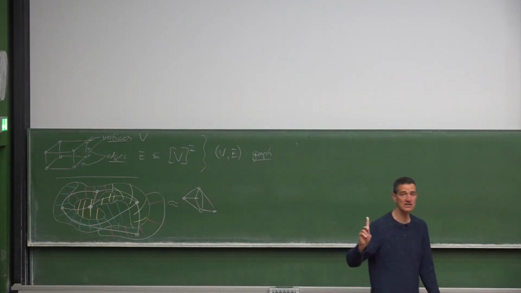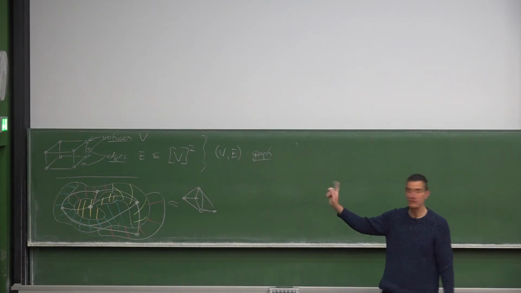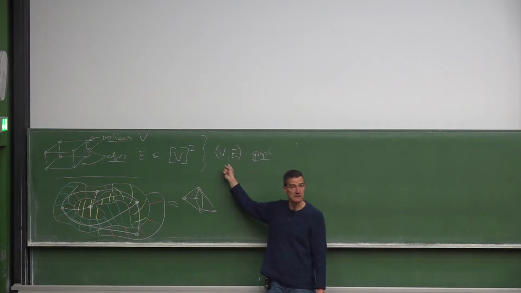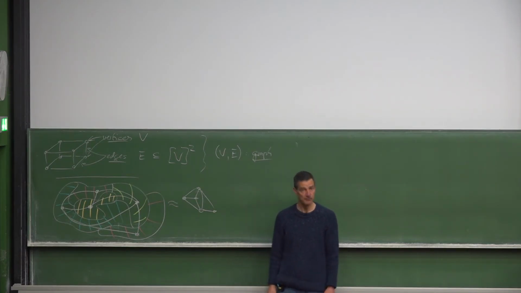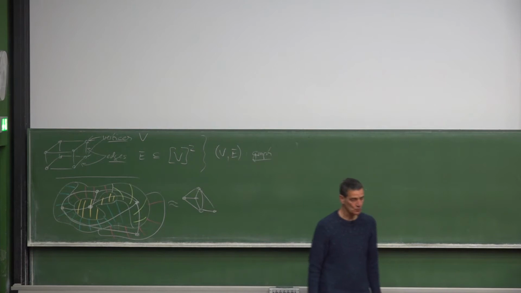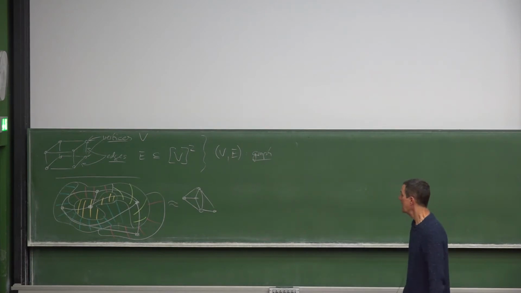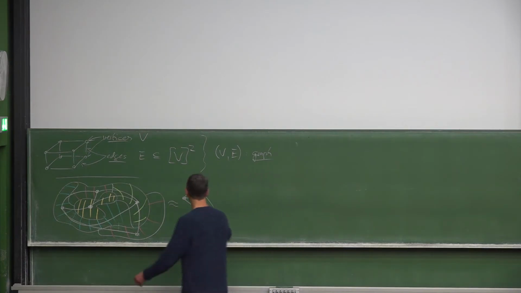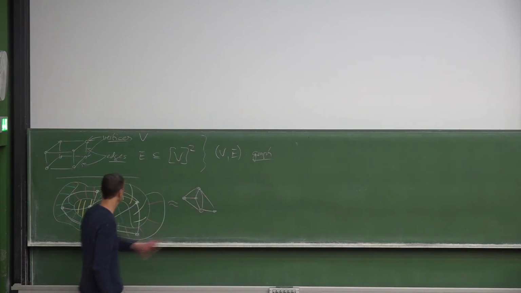Okay, so the formal definition, which I'm not going to write up, is that a graph is a pair of two sets such that the second set is a set of two-element subsets of the first. That is the definition of a graph for us.